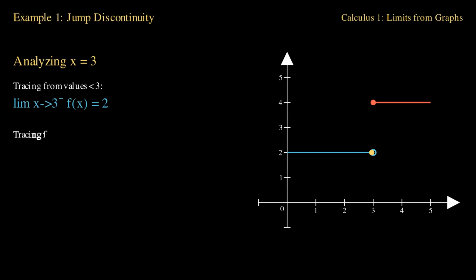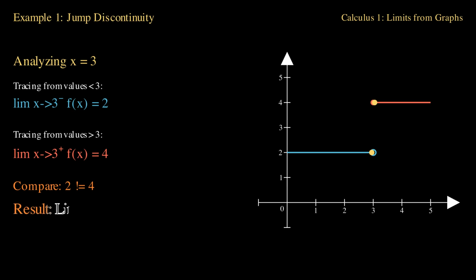Now, let's shift our focus to the right-hand approach. As we trace the path moving from right to left toward x equals 3, the function operates on a completely different level, hovering consistently at a y value of 4. Therefore, the right-hand limit is exactly 4. Now we compare the two results. Since the left-hand limit of 2 is clearly not equal to the right-hand limit of 4, the paths do not meet. Consequently, the general two-sided limit at x equals 3 does not exist. The vertical gap between these two heights creates an unbridgeable disconnect in the limit's logic, a classic hallmark of a jump discontinuity.